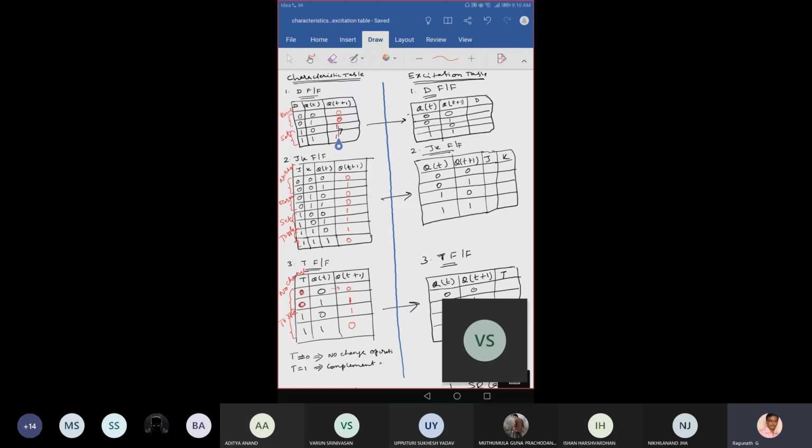In the characteristic table of JK flip-flop, J, K, Q of T are known, and I don't know what is Q of T plus 1. So in this situation we can use a characteristic table. That is, inputs are known, but output is unknown. There we can use characteristic table. But excitation table is just opposite. I know my present state output and the next state output, but I don't know what value of input I have to feed for that.